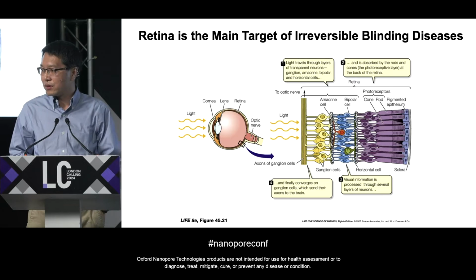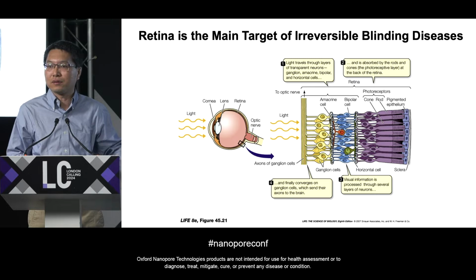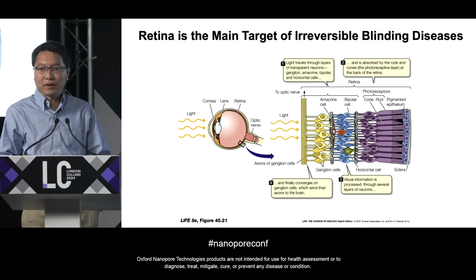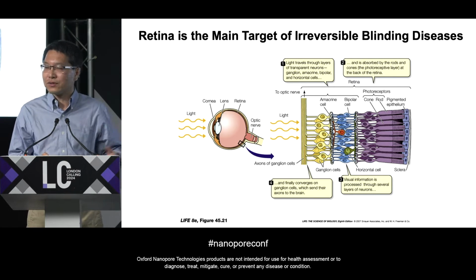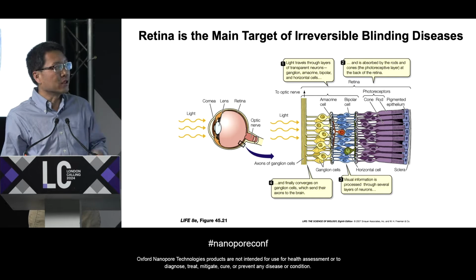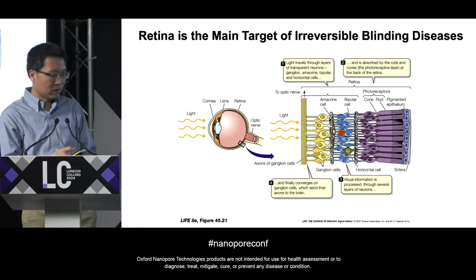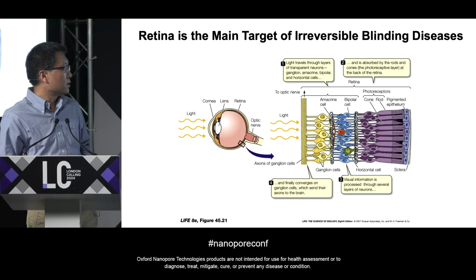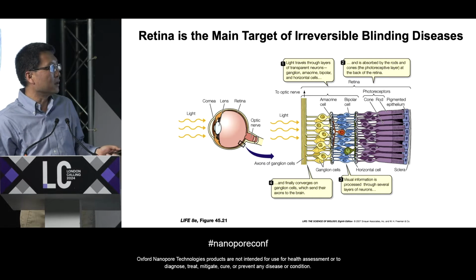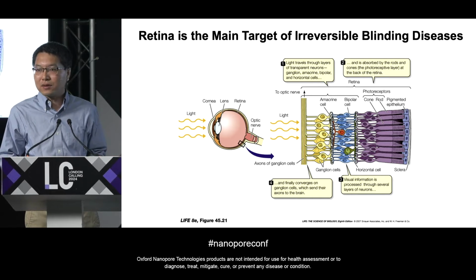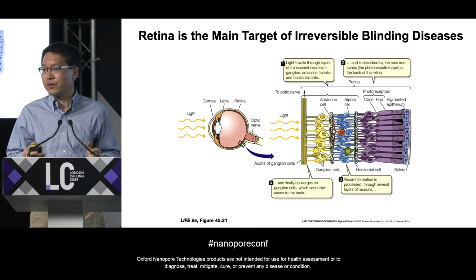So our lab is particularly interested in the retina, the back of the eye, the neural tissue that senses light. The reason we're interested is that it is not only a very interesting biological system, but also one of the key targets for reversible blindness diseases. This is the back of the eye, and it has basically multi-layer neurons. It's like a mini brain, with 3 layers of neurons.